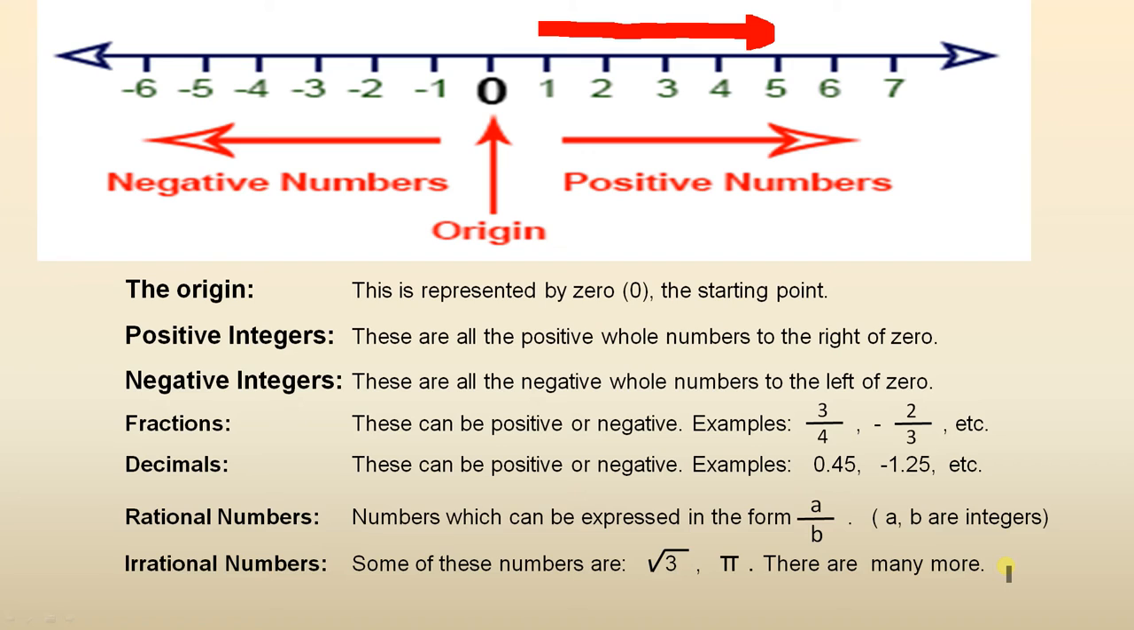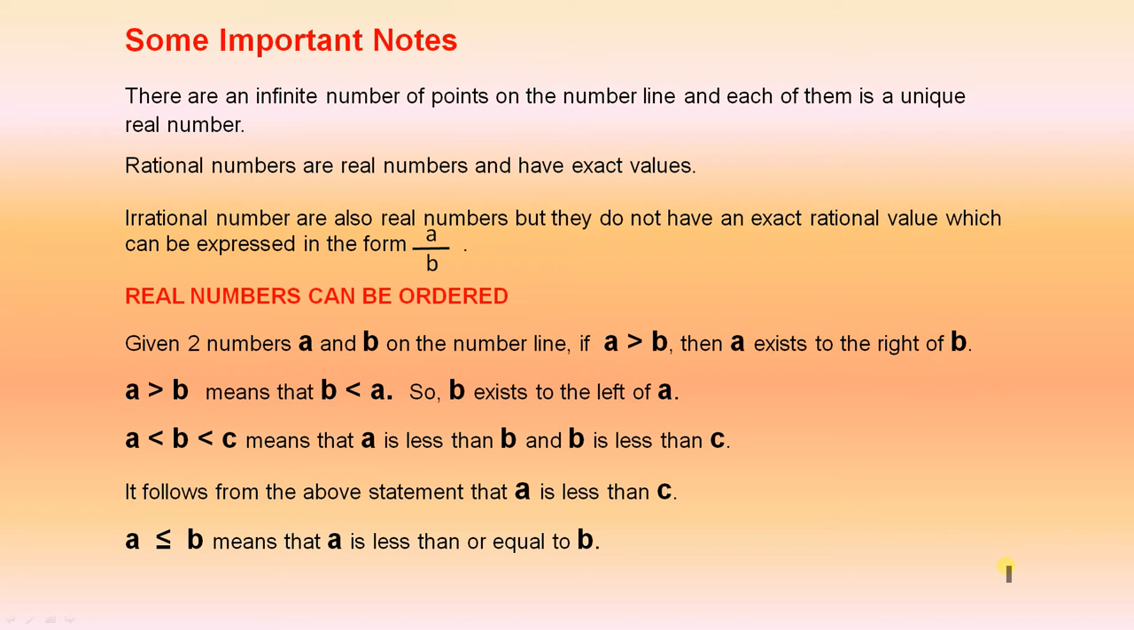We also have irrational numbers on the number line. Some of these numbers are the square root of 3 and pi. So they're just two examples, and there are many more. In fact, there are an infinite number of irrational numbers on the number line. Some important notes. First one, there are an infinite number of points on the number line, and each of them is a unique real number. That's very straightforward.